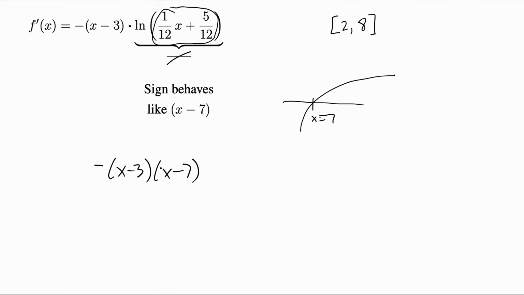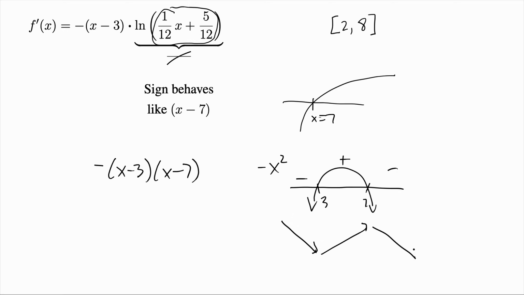All right, end behavior: negative x squared, going down, down, down. Where's it going to hit the x-axis? At 3 and 7, 3, 7. You have a minus, plus, minus function, the original function going downhill, then uphill, then downhill. We got all of that just from quickly noticing that. So, original function going down, then up, then down.